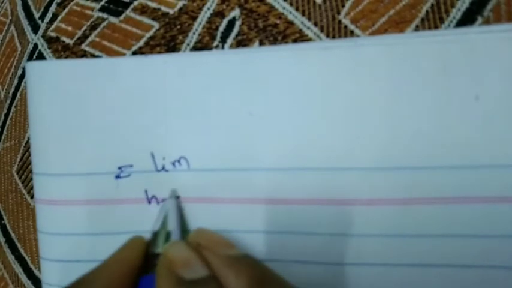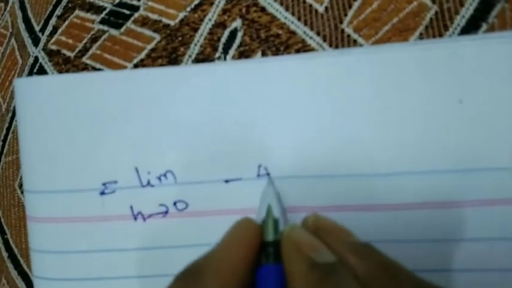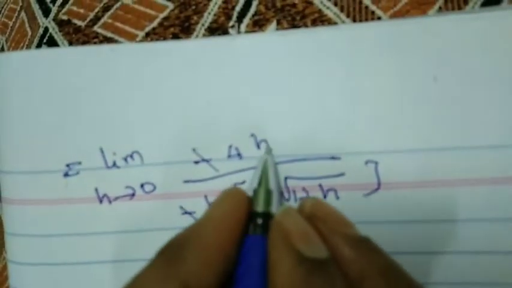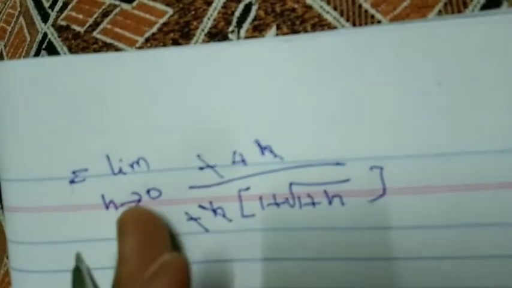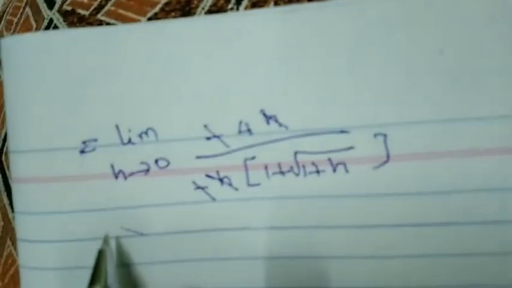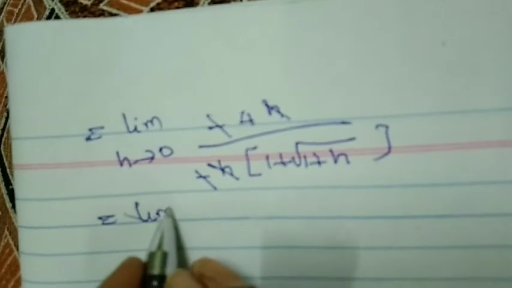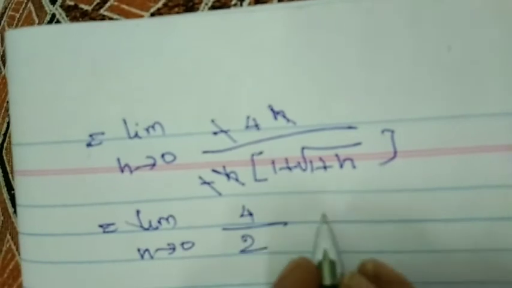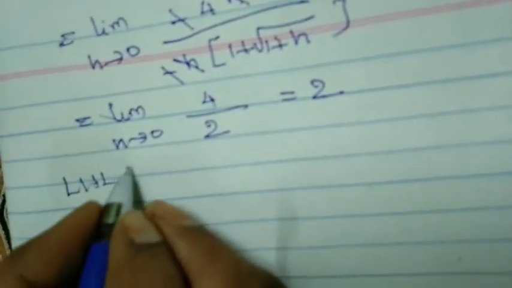So what we are getting here: limit h tends to 0 of minus 4h by minus h into (1 plus root of 1 plus h). Then we cancel minus with minus, and h with h, and apply h tends to 0. Finally we get limit h tends to 0 of 4 by 2, which simplifies to 2. So the value of LHL we found is equal to 2 only.